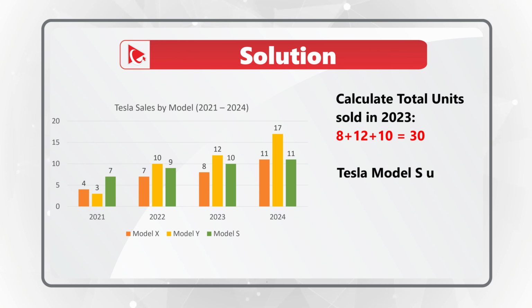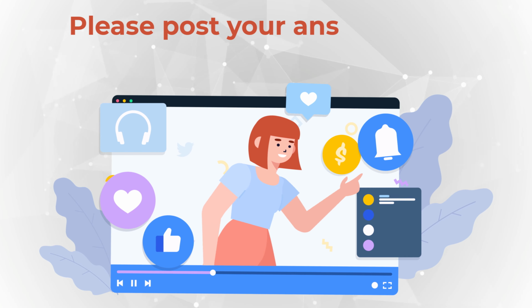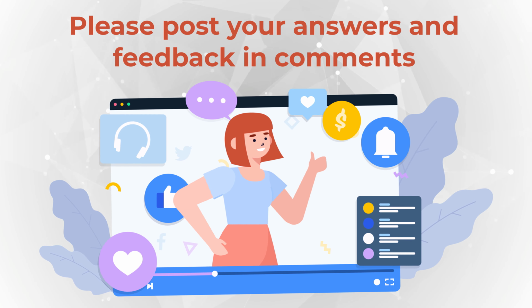We sold 10 units of Model S in 2023, which is 1/3 of the 30 units in total. So the correct choice here is 1/3 of 100%, which is approximately 33%. So the answer here is choice C, 33%. Hopefully you figured this out and now know how to answer similar problems on the test.